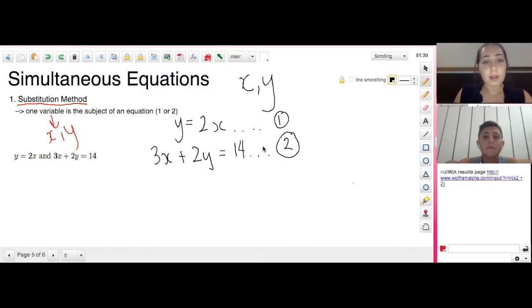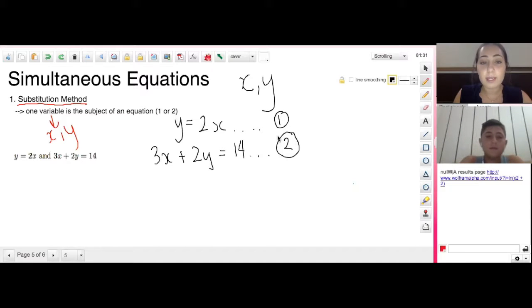So in the beginning we said that we need to ensure that for one of our equations, one of the variables is the subject of that equation. And if it isn't, then we need to make it the subject. In this case, we can see that in equation 1, y is the subject of the equation, and hence we don't need to make it the subject because it is already the subject. So what we have to do now is simply substitute this equation into equation 2.